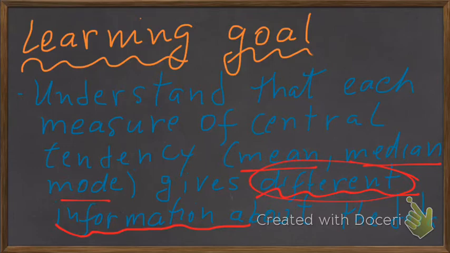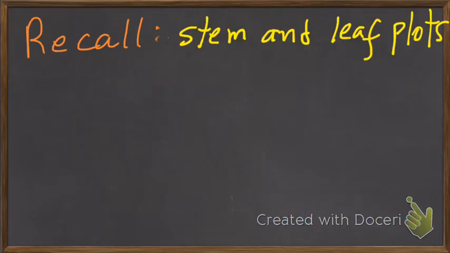You've heard these terms before, mean, median, and mode, the 3 M's. And a lot of you probably remember them, some of you might not, but it's okay. We're going to cover them all. Before we do that, though, we're going to recall what a stem and leaf plot is.